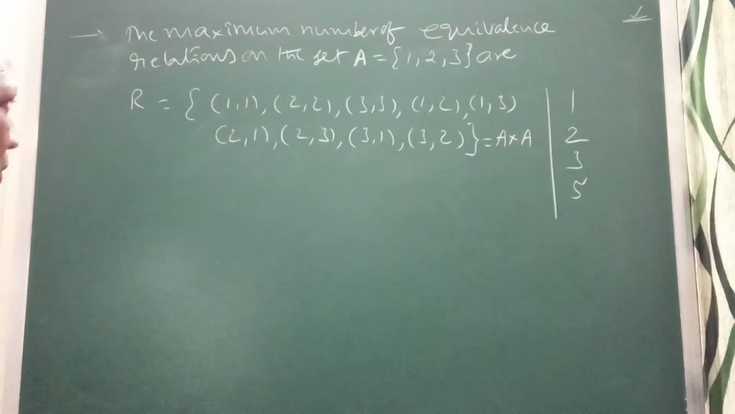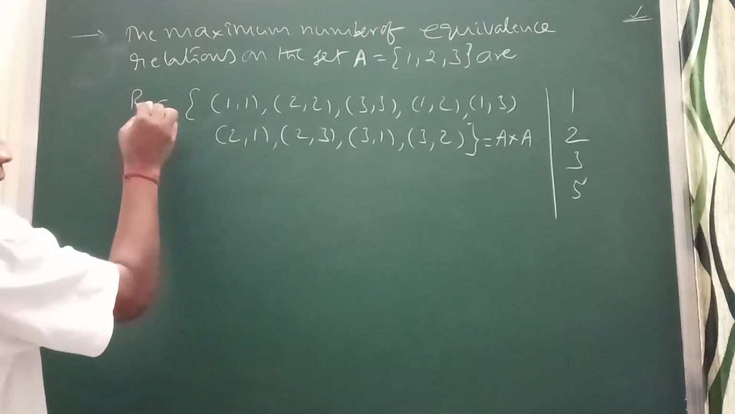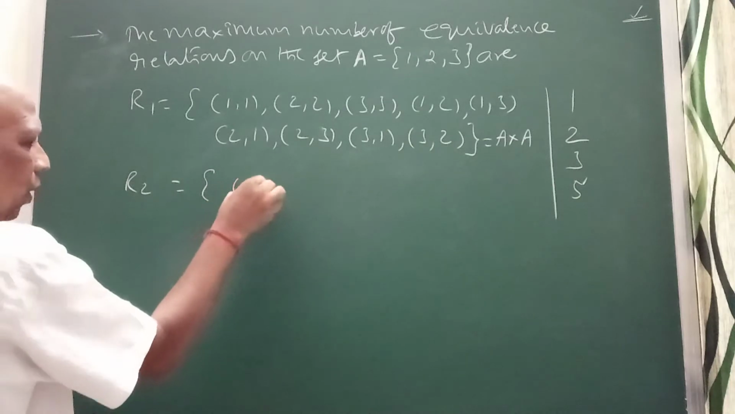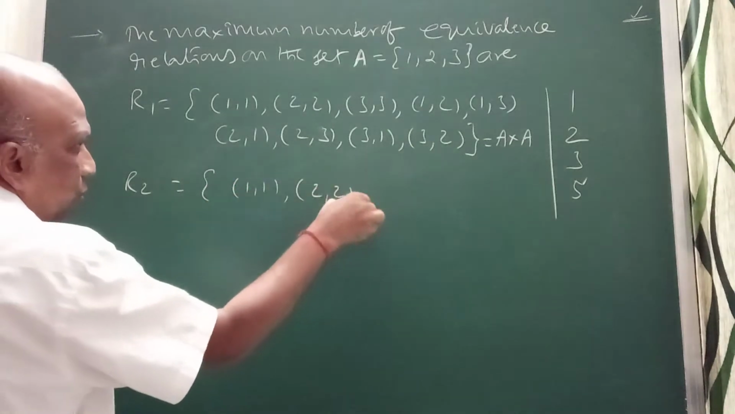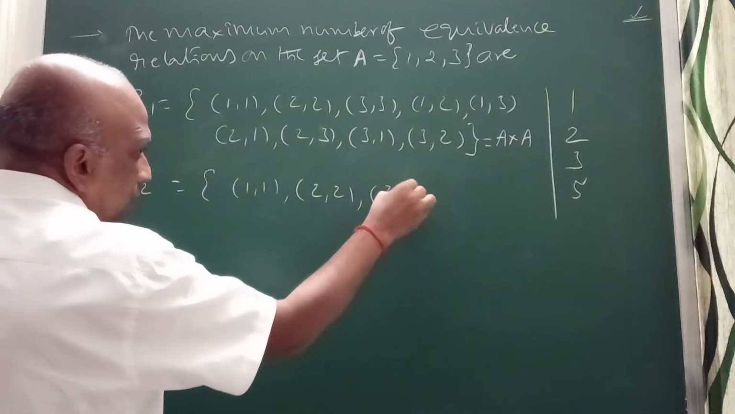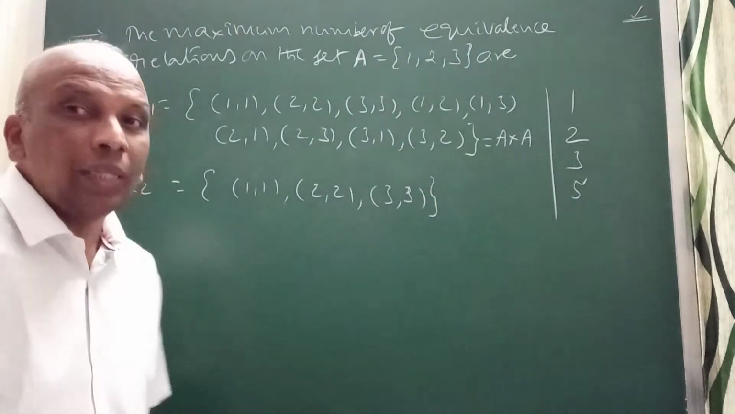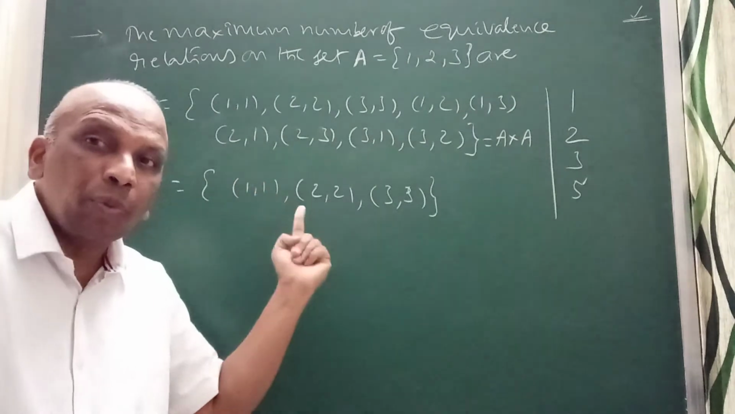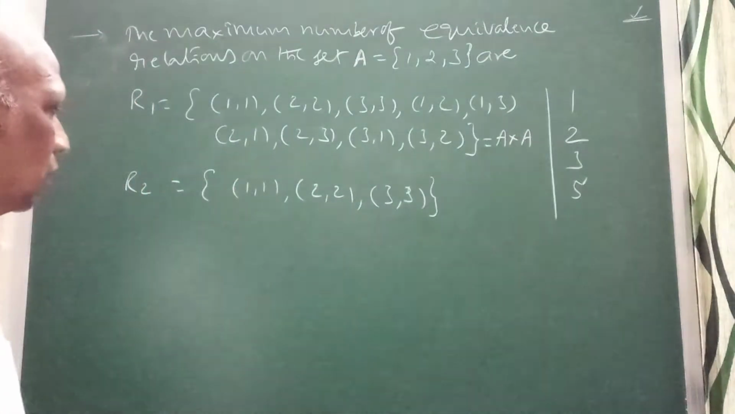Now from this I will try. Let this be R1, let it be R2. You can see (1,1), (2,2), (3,3), the identity relation. You take this, clearly this is an equivalence relation. These 3 elements, it is reflexive, symmetric and transitive. This is the equivalence relation.